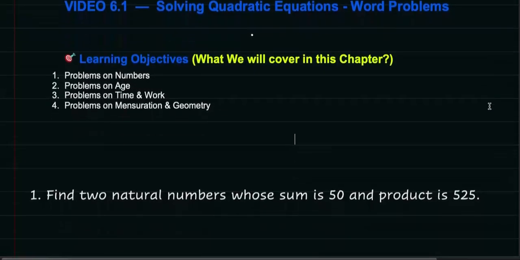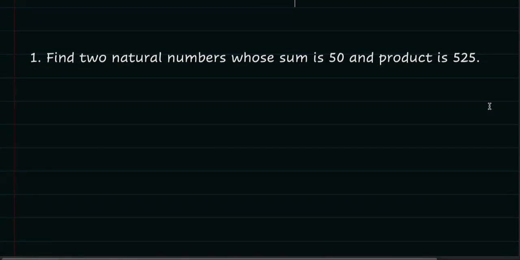exercise. Let's begin. The first question says: find two natural numbers whose sum is 50 and product is 525.